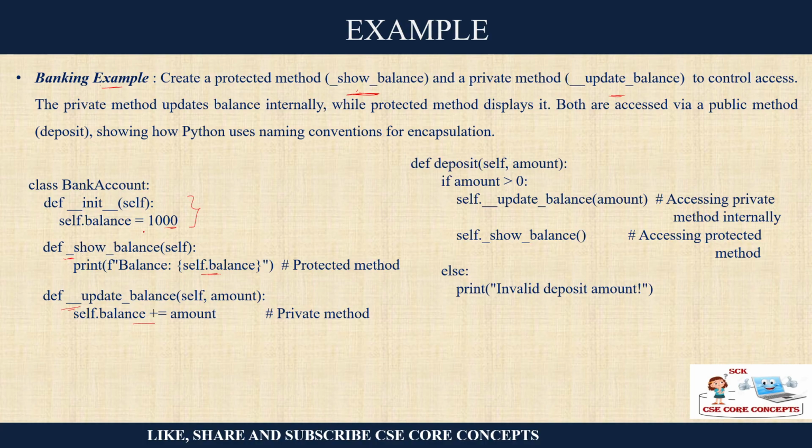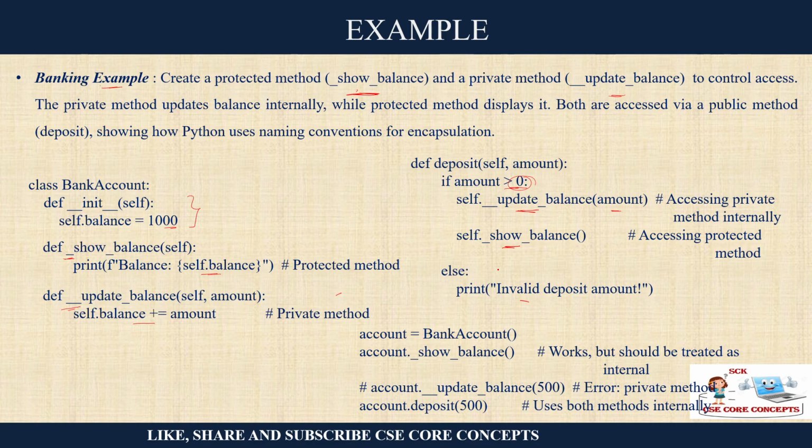Now you have the deposit function written here. If you are depositing the money, then you have to update the balance, right? So if the amount is greater than 0, you call the method update balance with the amount, and you simply display the balance. Otherwise, if the amount is invalid, you will print invalid deposit amount.